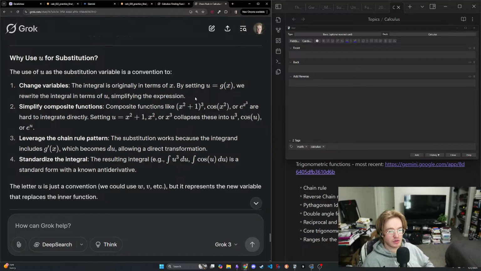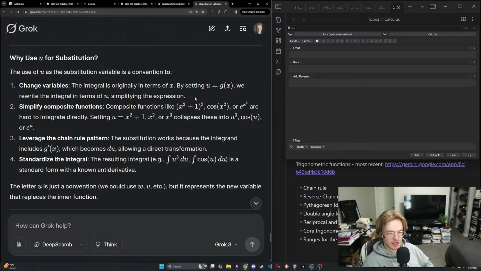The use of u as a substitution variable is a convention to change variables. The integral is originally in terms of x. By setting u equals g of x, we rewrite the integral in terms of u, simplifying the expression. Simplify the composite function. Composite functions like x squared plus 1 to the 3 or cosine of x squared are hard to integrate directly. Setting u equals x squared collapses these into u to the third, cosine u, or e to the u.